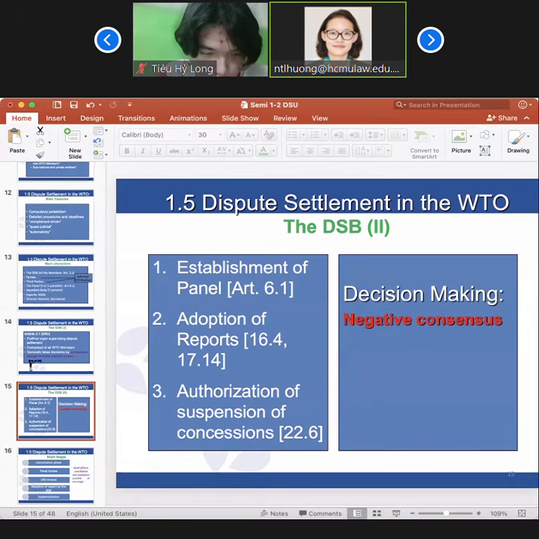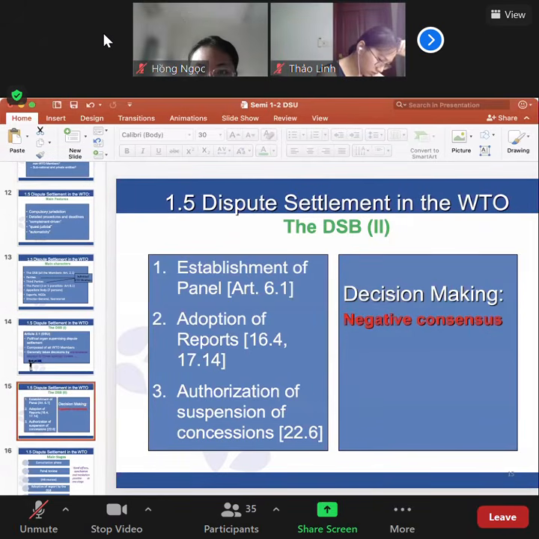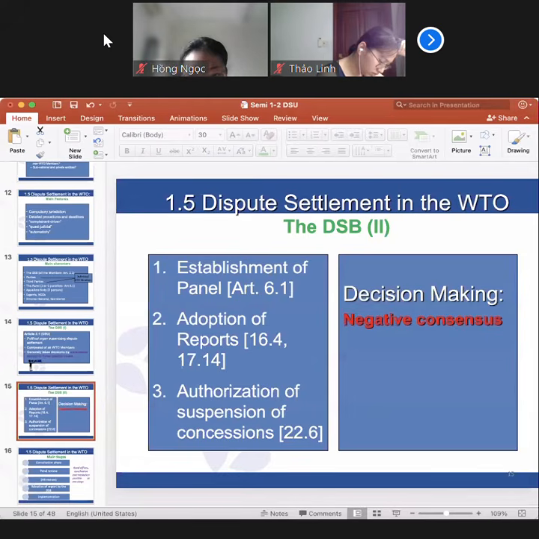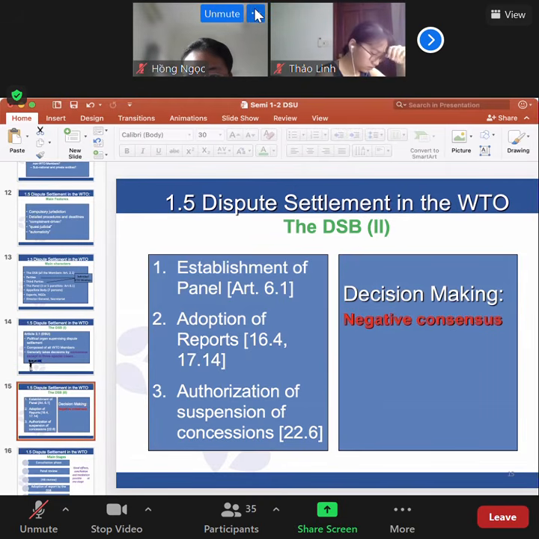The last issues that are going to be decided by negative consensus have been mentioned in Article 22, paragraph 6, in which the DSB has the right to authorize suspensions of concessions. What does it mean by suspension of concessions?